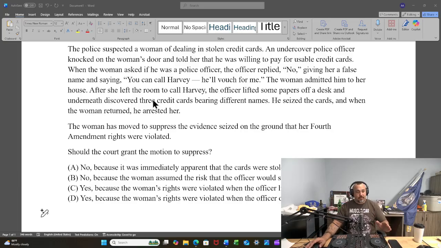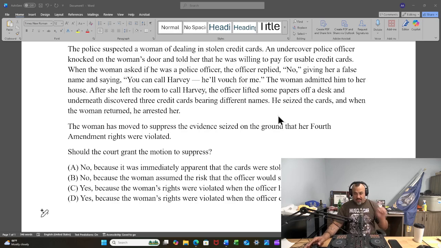But the officer did not take lawful action in this particular fact pattern. He did not have the authority to lift those papers up and go snooping around. So yeah, even though he had the right to be there in that room, if he had seen those credit cards just sitting on top of the papers as opposed to being underneath them, he'd be fine. He would have a plain view doctrine.